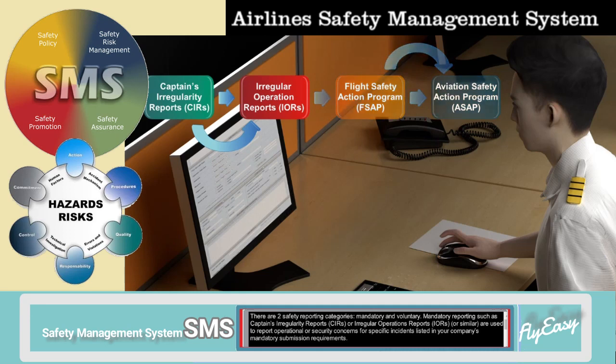Mandatory reporting, such as Captain's Irregularity Reports, CIRs, or Irregular Operations Reports, IORs, or similar, are used to report operational or security concerns for specific incidents listed in your company's mandatory submission requirements. Conversely, Voluntary Aviation Safety Action Program, ASAP, Flight Safety Action Program, FSAP, or Aviation Safety Reporting System, affiliation of NASA, reports should be considered anytime a pilot deviation may have occurred and/or for safety-related issues.